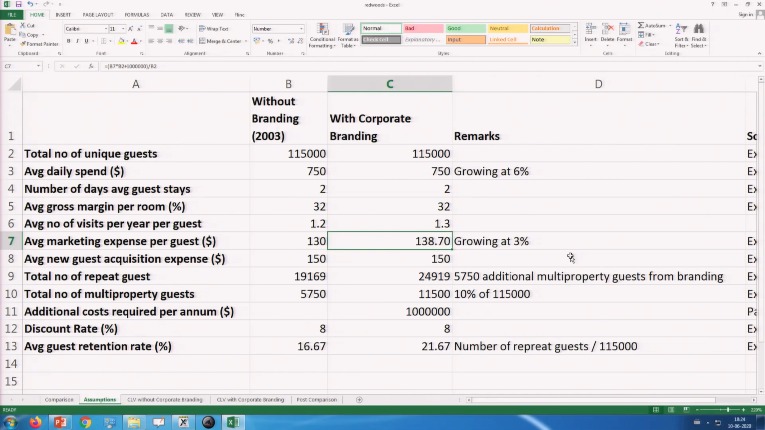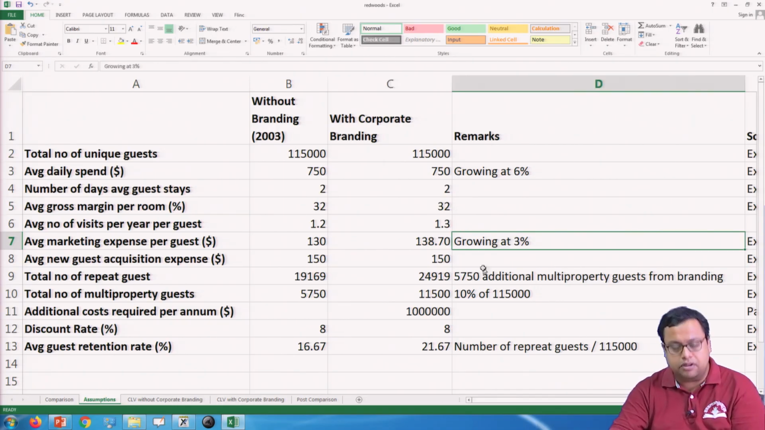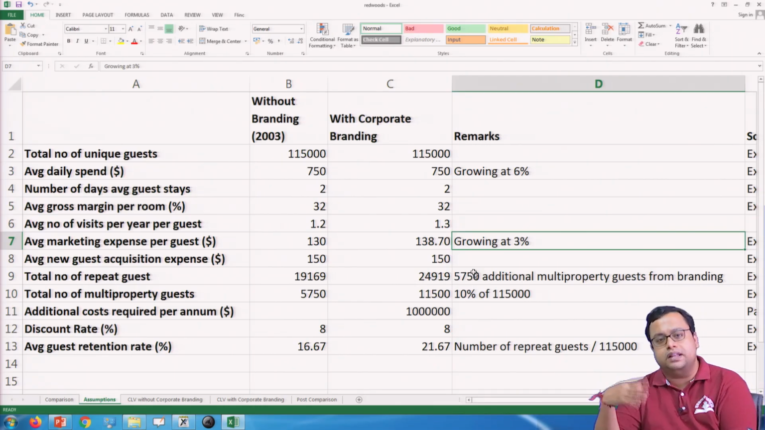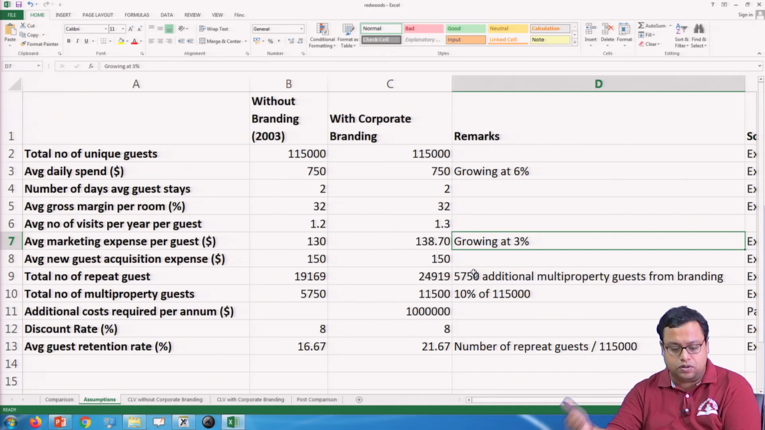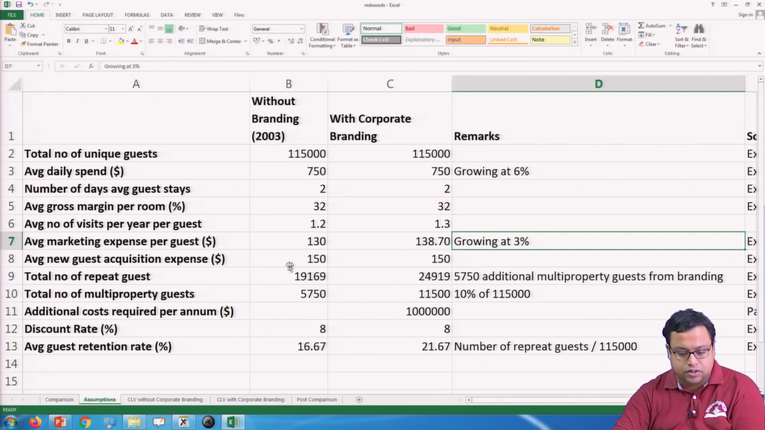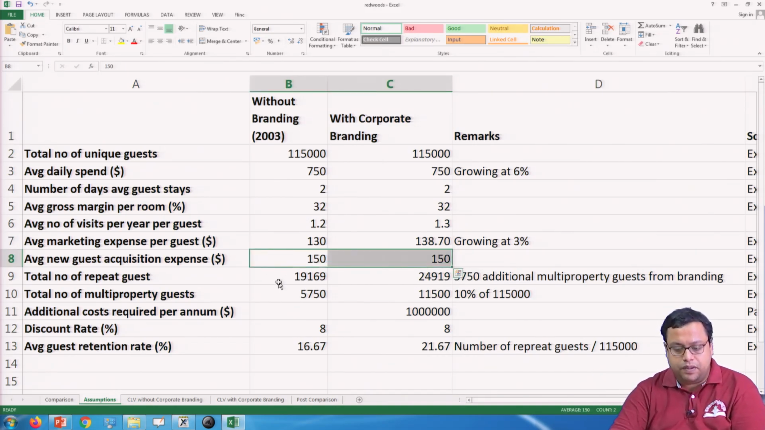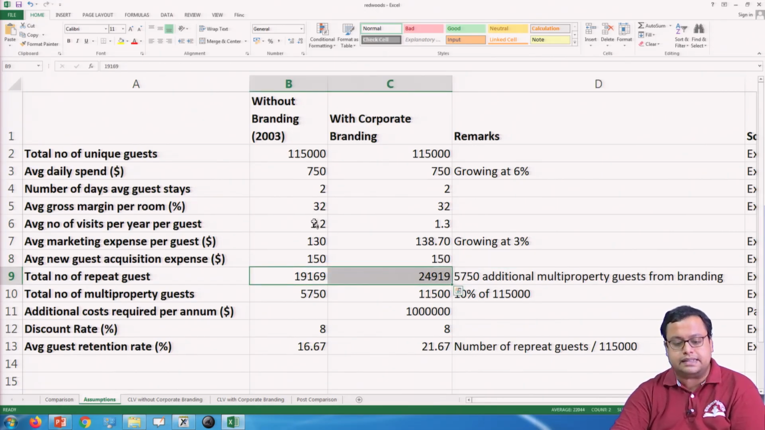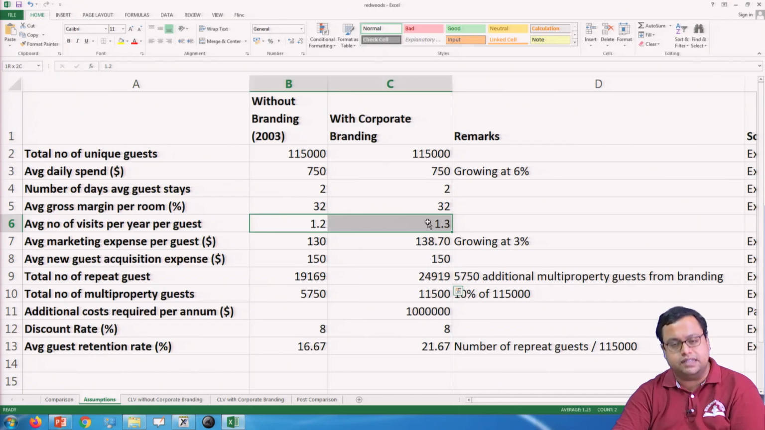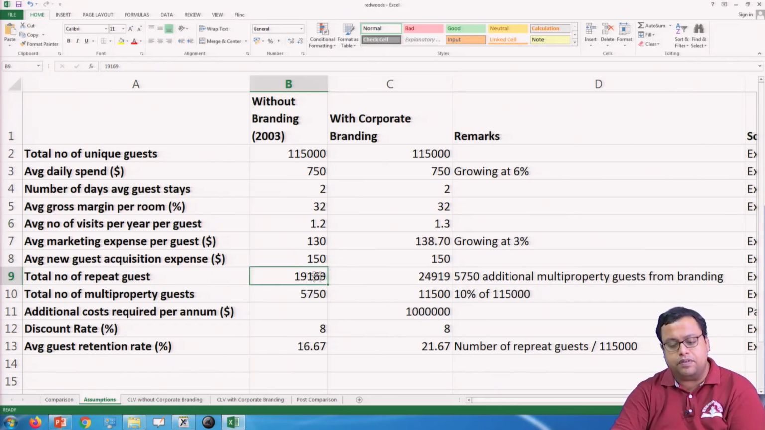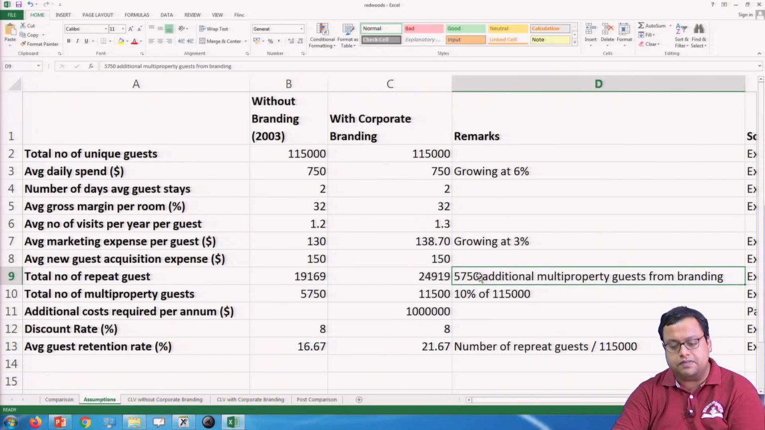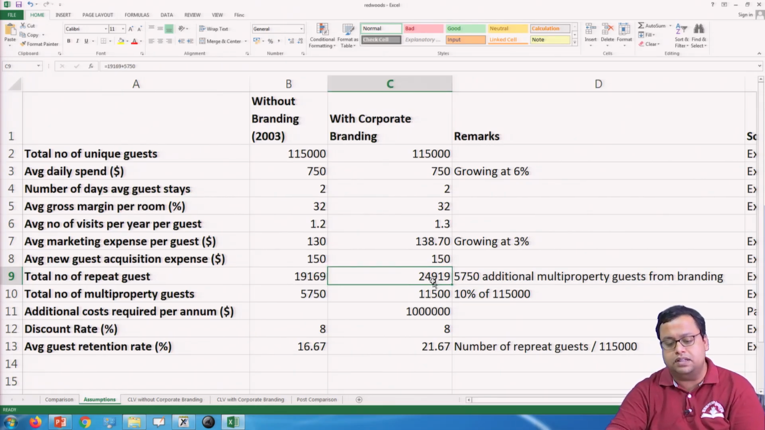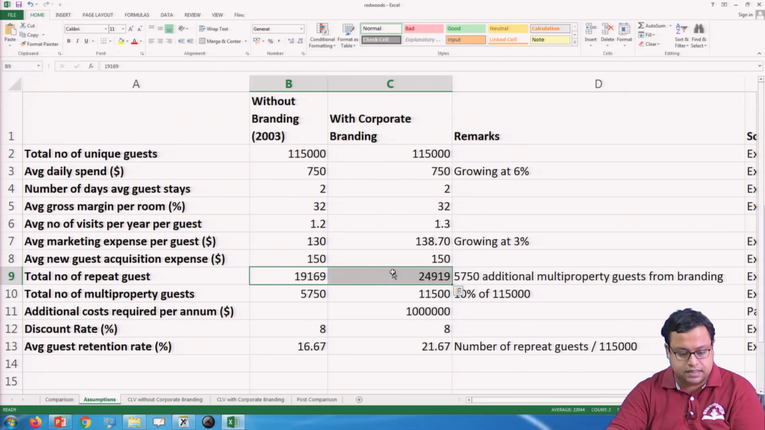That gets added, growing at a 3% rate, because as I told you, in a corporate branding strategy you have to keep on doing the branding, so the marketing expenditure will keep going. The average new visit is the same. The total number of repeat customers goes up. Not only does the stay and the average number of visits of one customer go up, but the number of repeat customers also goes up. 5750 additional multi-property guests come from corporate branding.